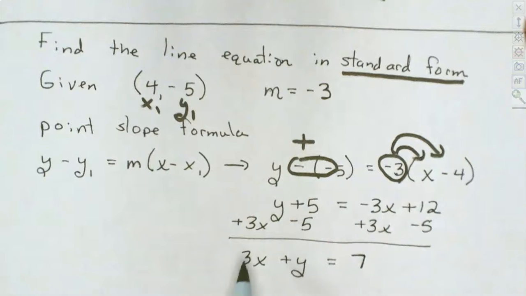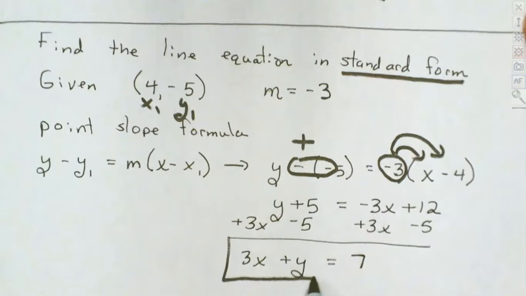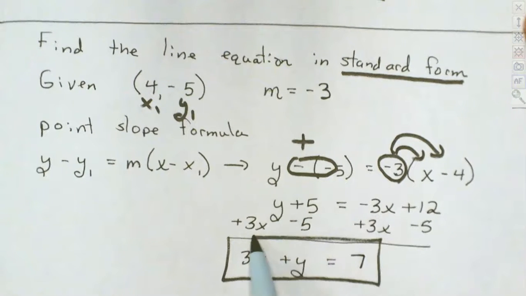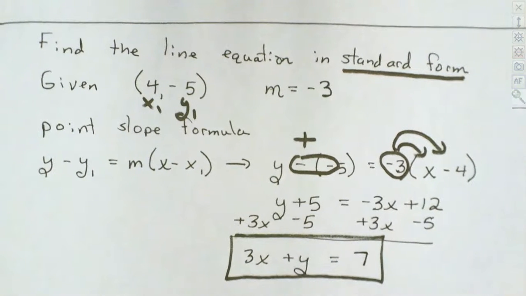And there is your answer in standard form. Give you a moment to kind of see what we did. So while you're writing it down, let's talk about what we did. Okay, you were given a point and you were given a slope.